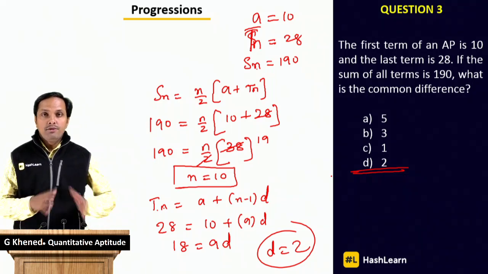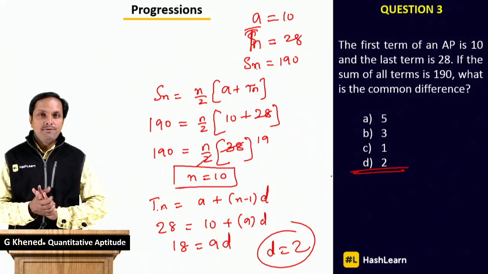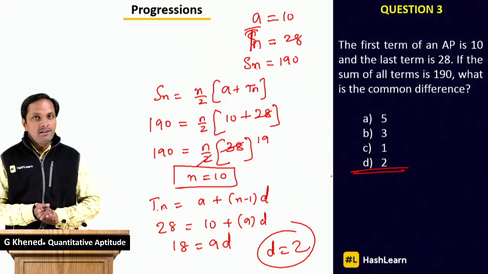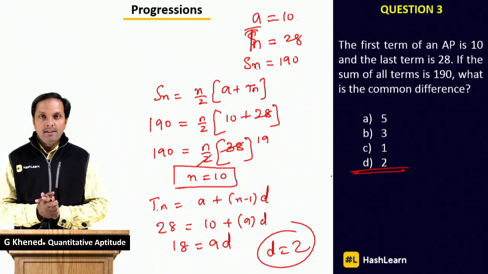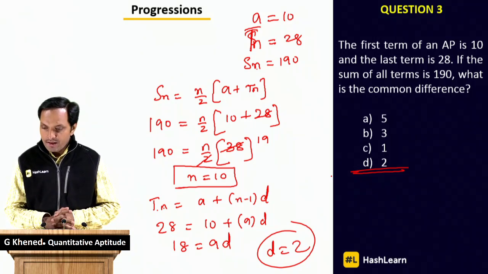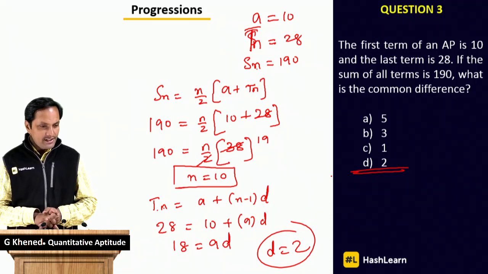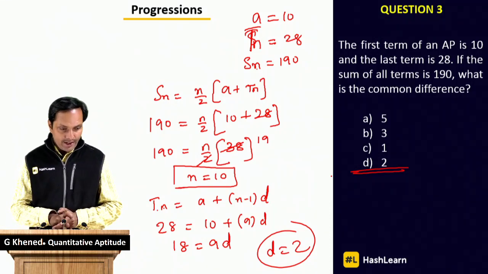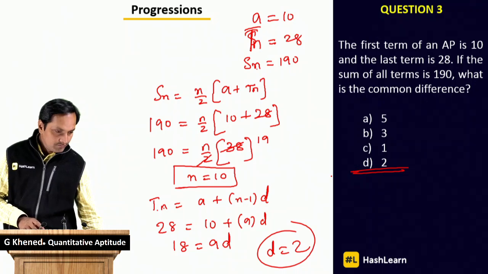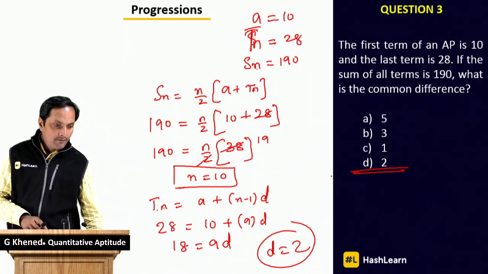So what we are doing is using the same formulas: first term, common difference, nth term and sum of n terms. We are using those formulas and we are going to get the result. Is it clear? Okay. Fine then, let us go to the next question.